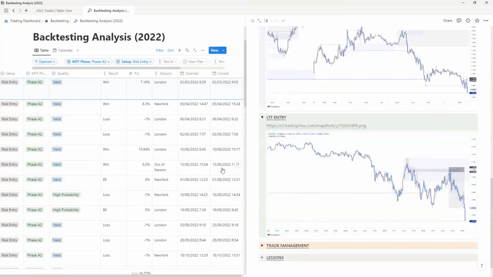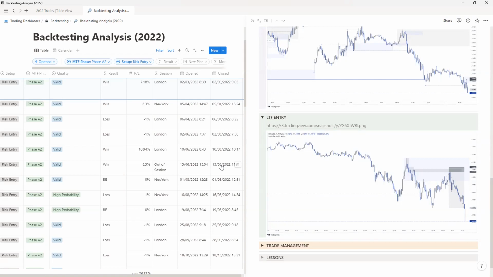And yeah, as I say, there's so many things that you can begin to analyze. It's really going to depend on your strategy. Obviously, this is focused on my SMC strategy. If you don't trade SMC, this isn't going to make much sense to you at all. That's fine. Just look at all of your trades.